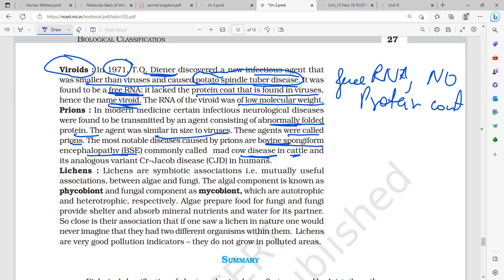Then they will get the variant Creutzfeldt-Jakob disease in humans, and another disease, Kuru disease, is also caused by prions.